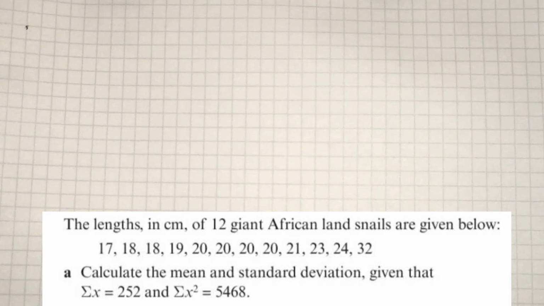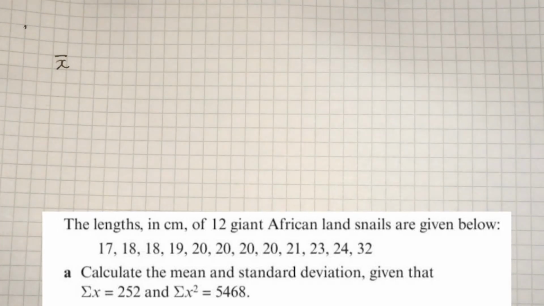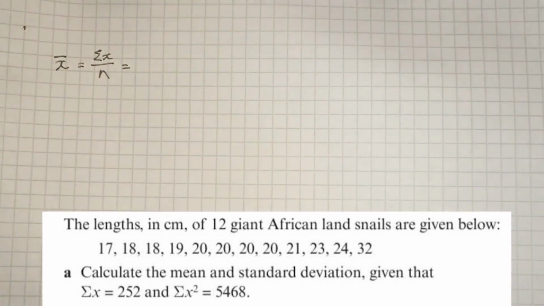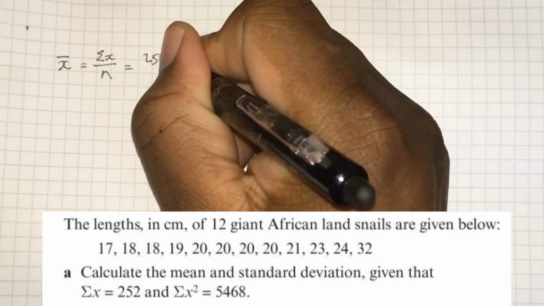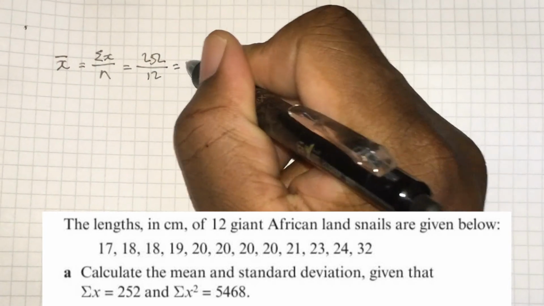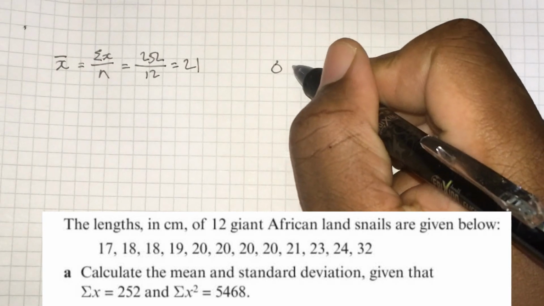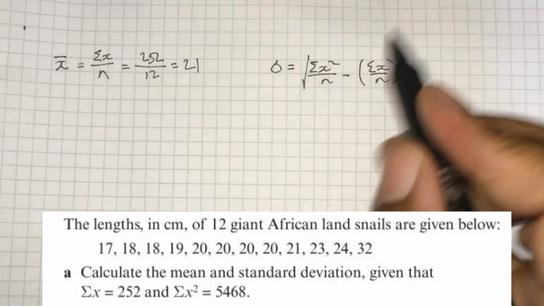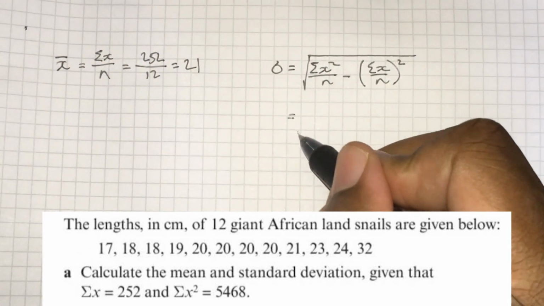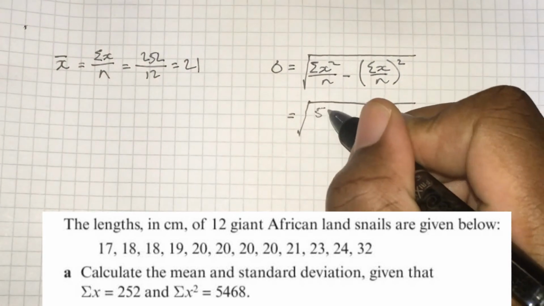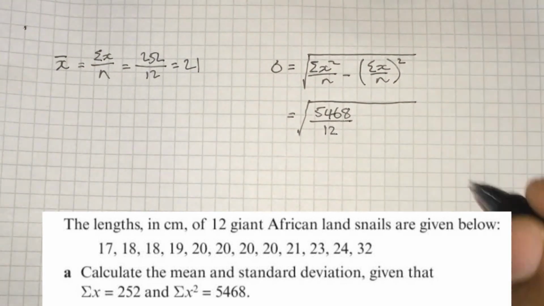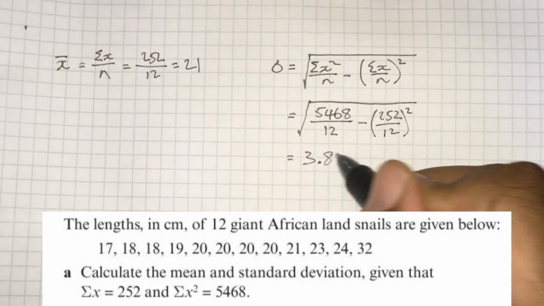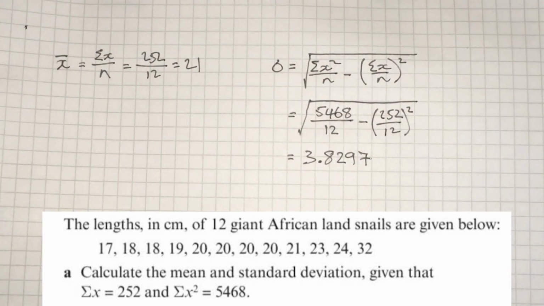So in this question, we've actually been given the raw data, so the lengths of 12 giant African land snails, and we've been given some summary statistics just to help us on our way. So we're initially asked to find the mean and the standard deviation. So just using the summary statistics as they're presented, x bar, sum of x over n, gives us 21, and sigma is going to be the square root of sum of x squared over n minus the sum of x over n, all squared. And we get 3.8297 for the standard deviation.